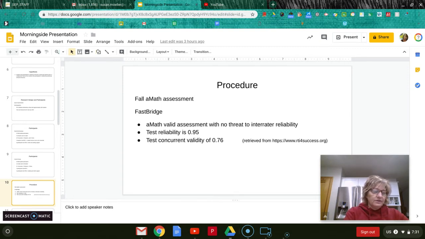All of the participants took the FastBridge AMath assessment. This assessment is a computer-based adaptive measure of broad skills. The variety of skills assessed include counting and cardinality, operations and algebraic thinking, numbers and operations, measurement and data, and geometry. The assessment included 30 questions and was not timed. The AMath assessment has no threat to inter-rater reliability because the assessment is scored automatically by the computer. It has a reliability of 0.95, and in addition, it has a concurrent validity of 0.76. Therefore, this demonstrates that AMath is strong in how accurately it measures achievement for mathematics.